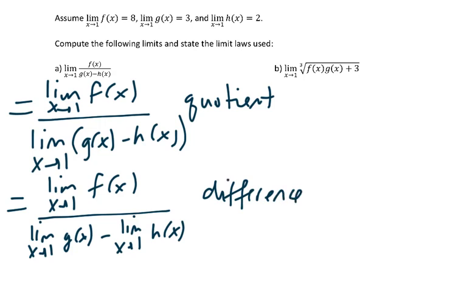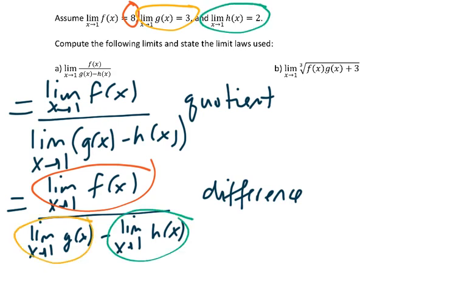So what I'm going to do next is just plug in the values that they gave me. Remember, the limit of f of x was 8, the g of x was 3, and the h of x was 2. So I'm just going to plug in all those numbers. So I have 8 divided by 3 minus 2, or 8.